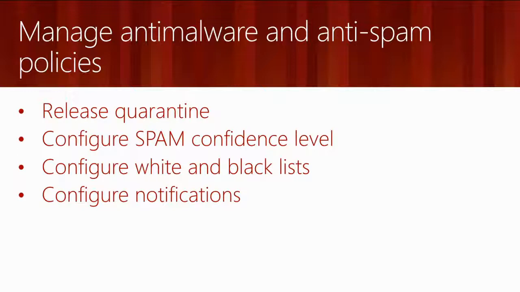So here are some of the options you might configure. Configure the quarantine, then configure the spam confidence level. Next, we can do whitelisting and blacklisting on our own and configure notifications. And as you saw in part 1, we had a lot of rich reporting regarding anti-spam and antivirus.